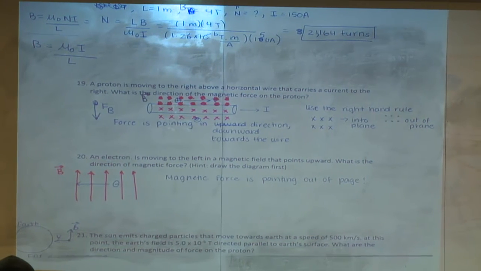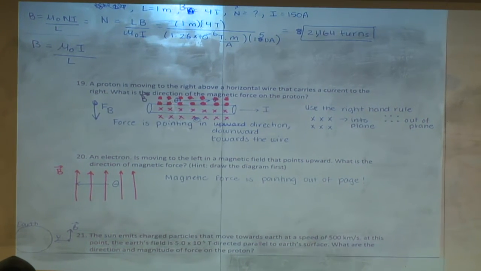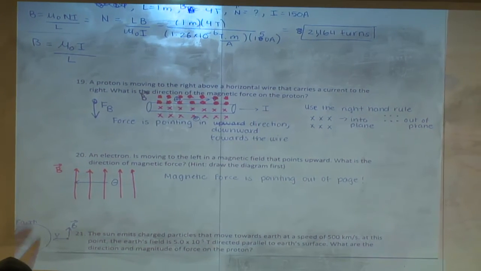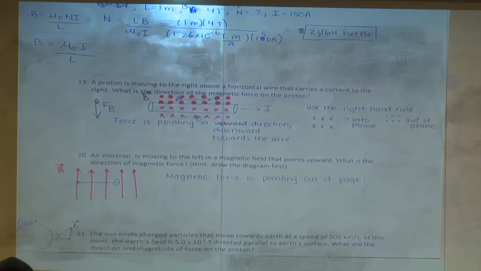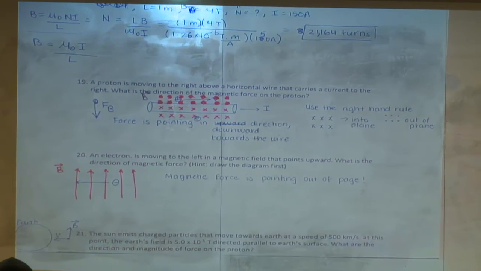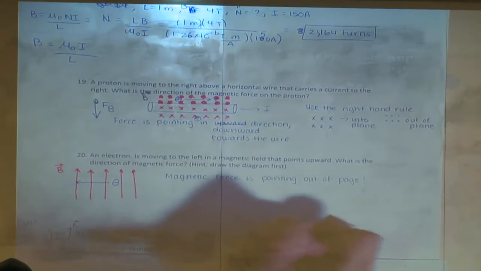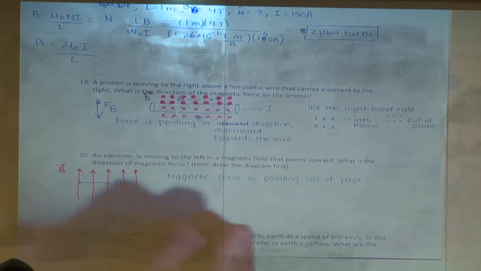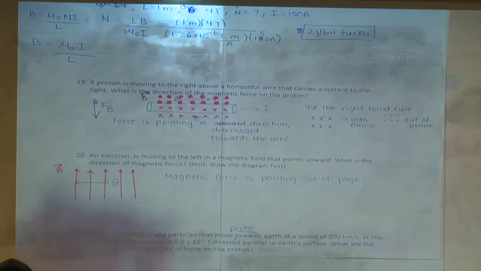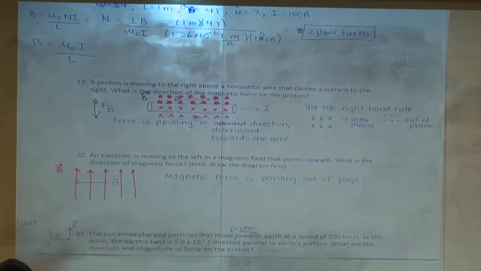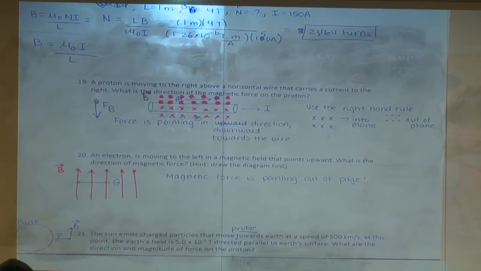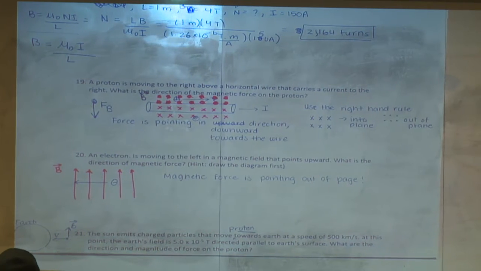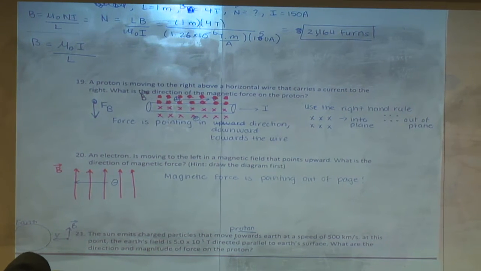Okay, so this one has, why do I have an Earth? Oh yeah, okay. So we know the sun is emitting charged particles moving towards the Earth, and I think it's a proton. I forgot to add it, but the proton is moving towards the Earth at a speed of 500 kilometers per second. And that's the speed, right? At this point, the Earth's field is 5 times 10 to the negative 5 Teslas directed parallel to the Earth's surface. What are the direction and magnitude of the force on the proton?